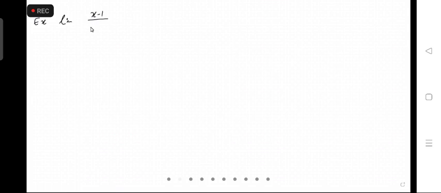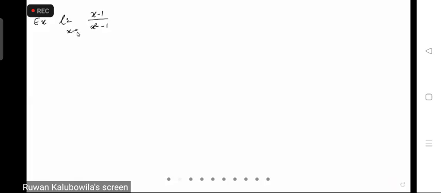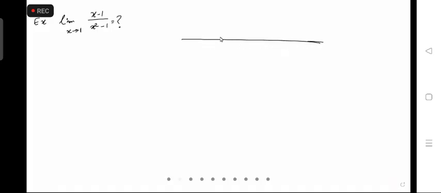Okay, I will explain another example. Now our function is x minus 1 divided by x squared minus 1. I need to find the value of this function as x approaches 1. So this is the problem. Graphically you have to do that. Right? Let's take 3 points from the left hand end.